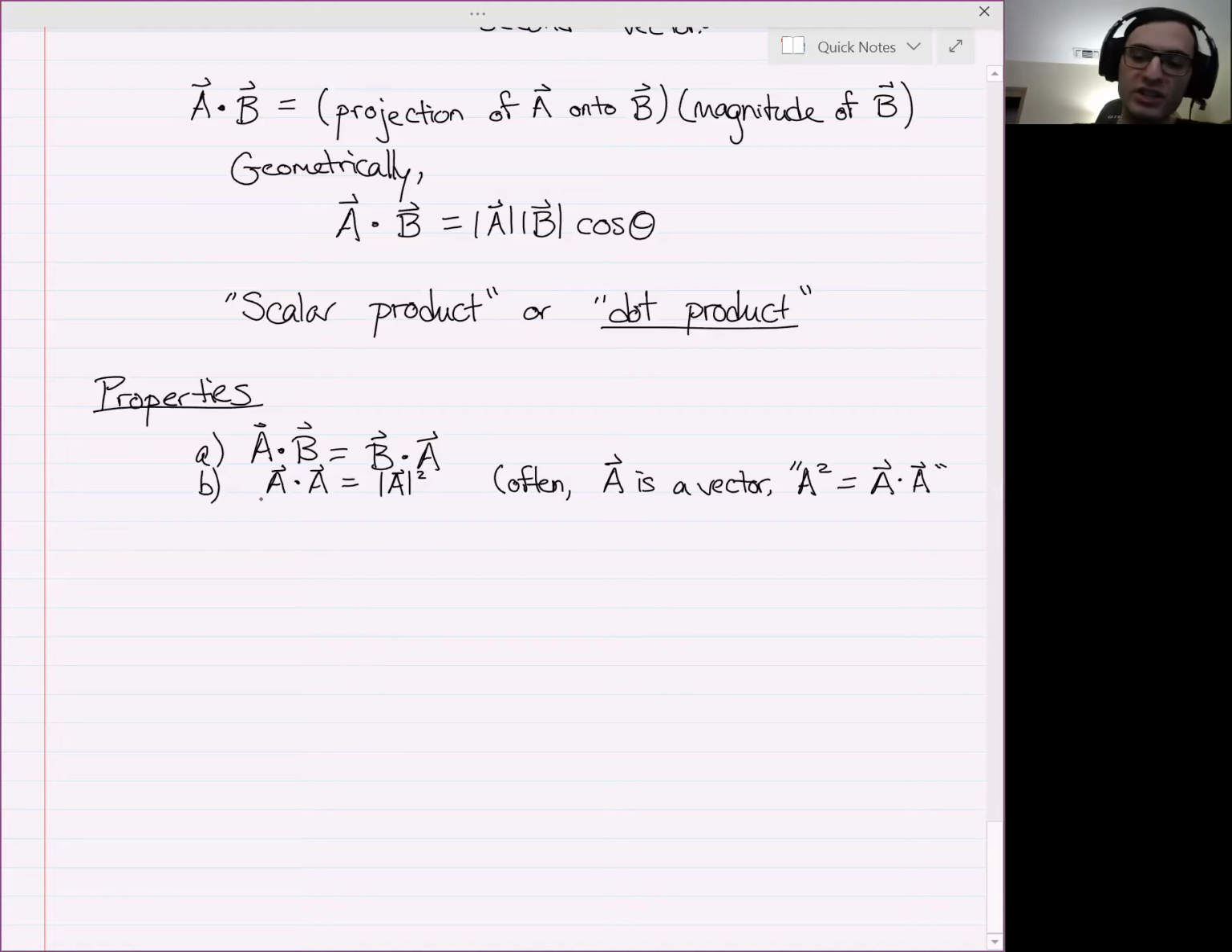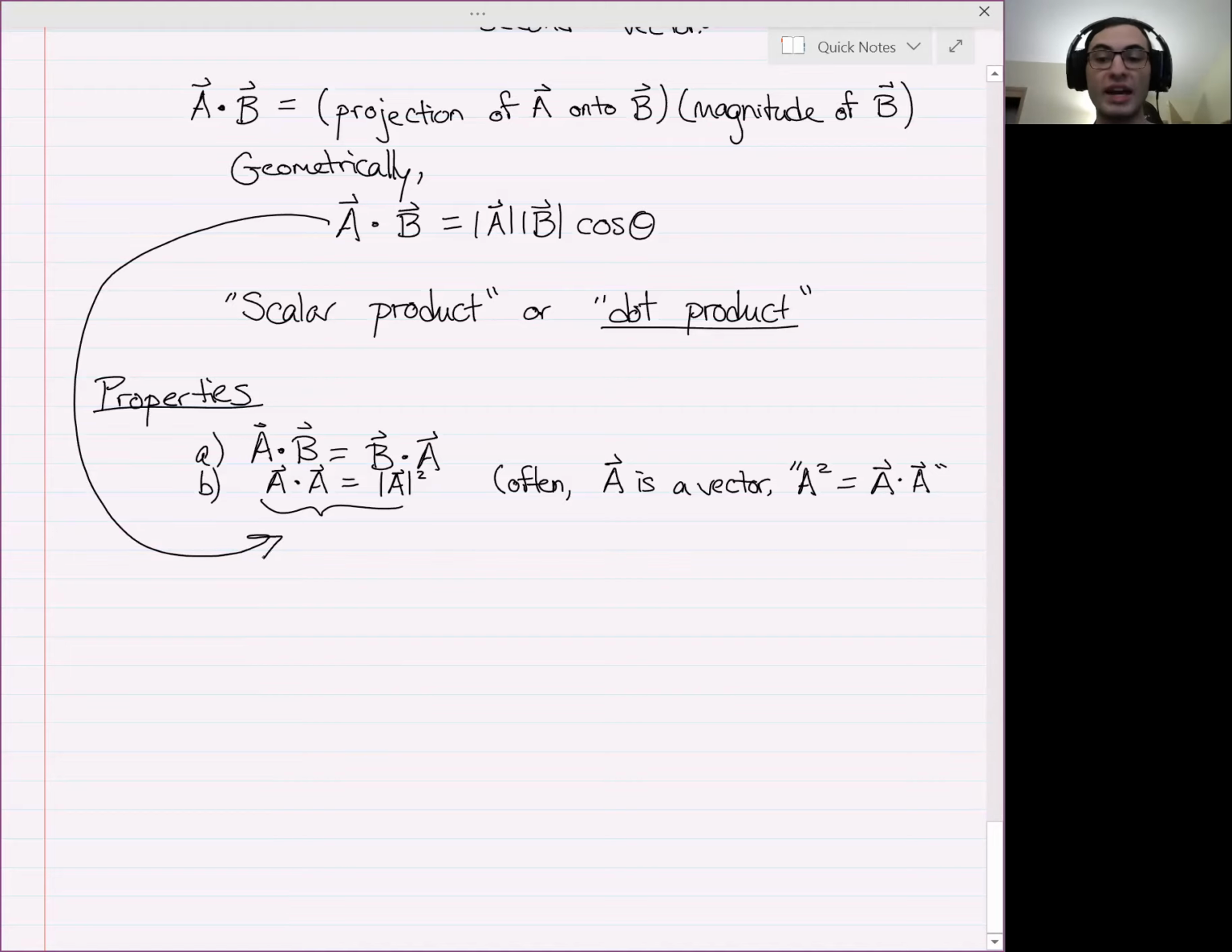By the way, this property is relatively easy to prove. Just use this geometric result. You get that the angle between a vector and itself is 0, and the cosine of 0 is 1, and you're left with just the square of the magnitude.